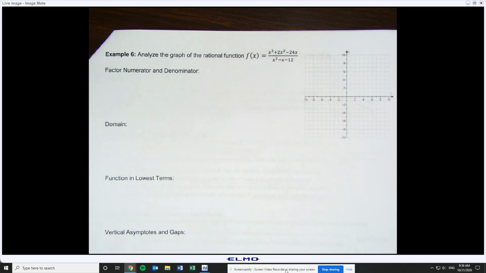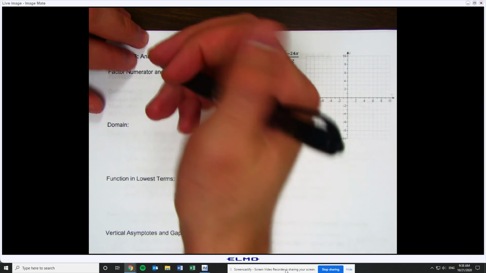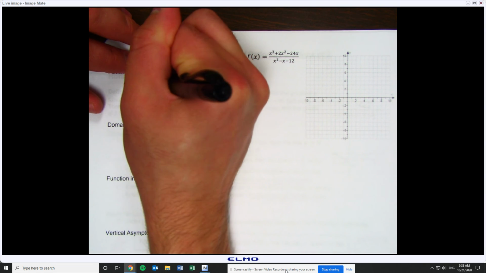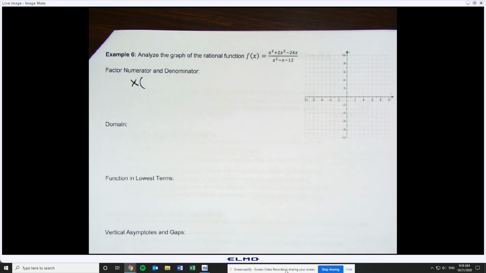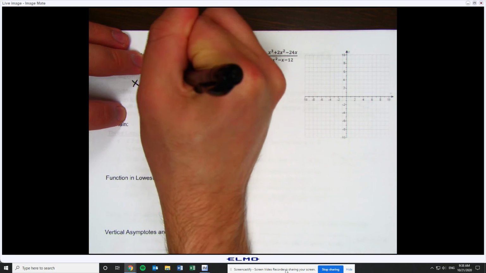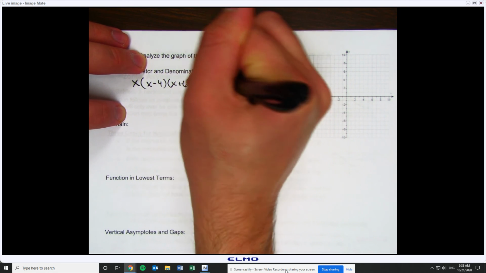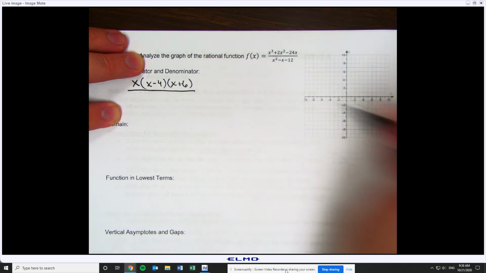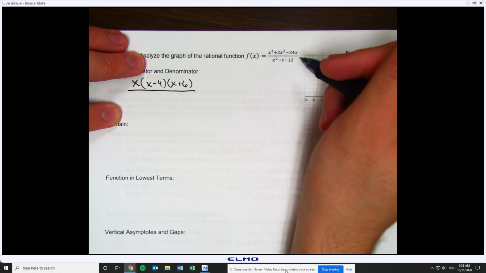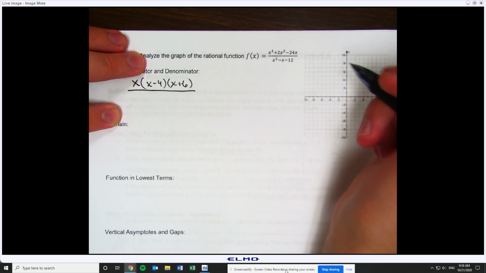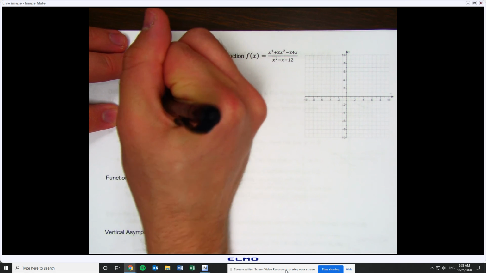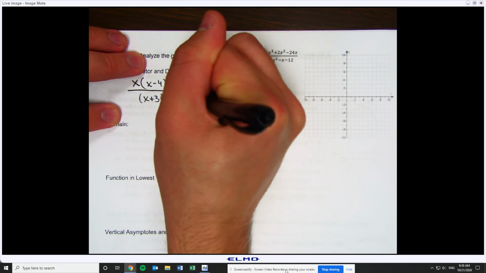Okay, but before we worry about that, let's just take care of business as usual. So factoring, I see that I can factor an x out. After I factor an x out, I'm going to need to use the ABC method. So using the ABC method, let's see here. I'm going to need to use 4 and 6. And with 4 and 6, I want the 6 to be positive. So x minus 4, x plus 6, divided by ABC method again. I see I'm going to need 3 and 4. I want the 4 to be negative. So x plus 3, x minus 4.